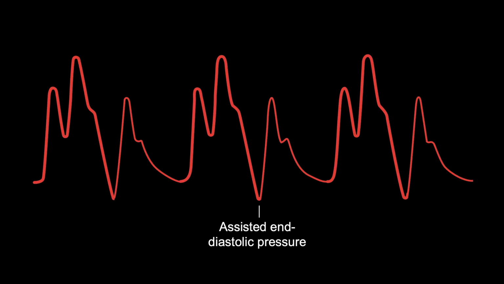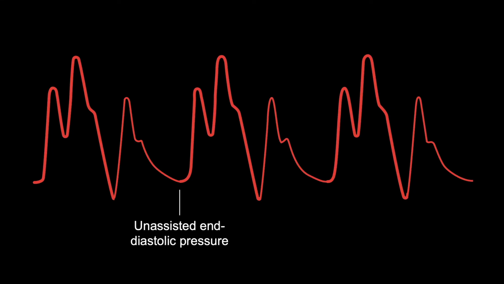The lowest point on the bold curve shows the end diastolic pressure as the balloon deflates in pre-systole. Now, what about the unassisted end diastolic pressure? Well, that's just the end of the narrower unassisted curve.